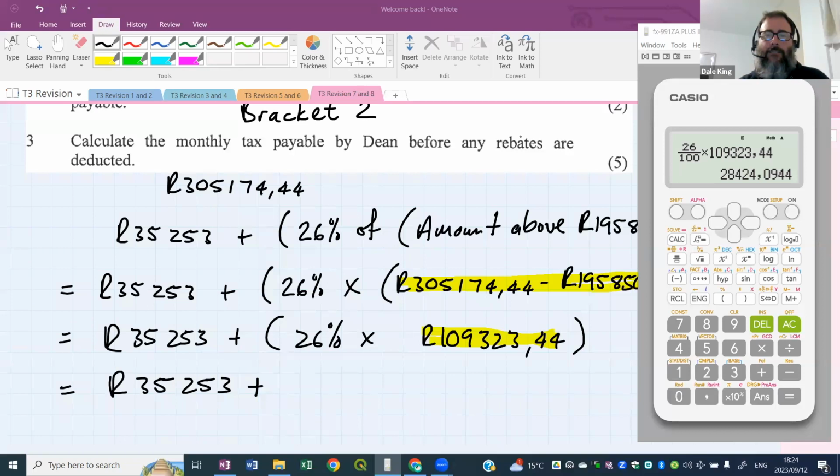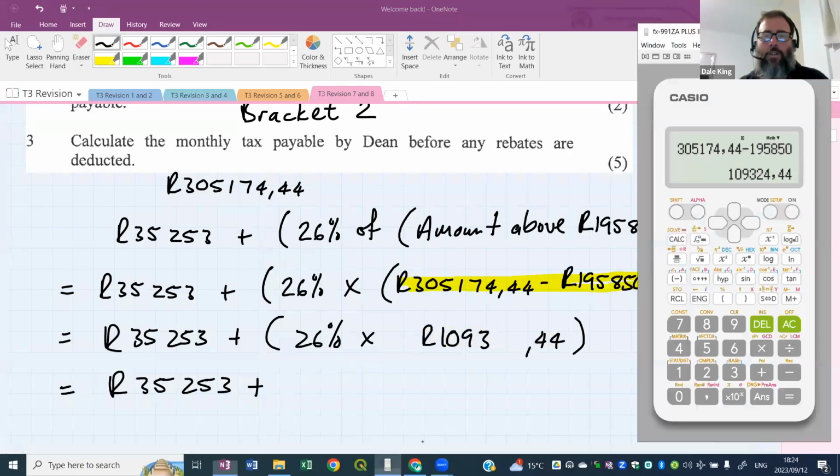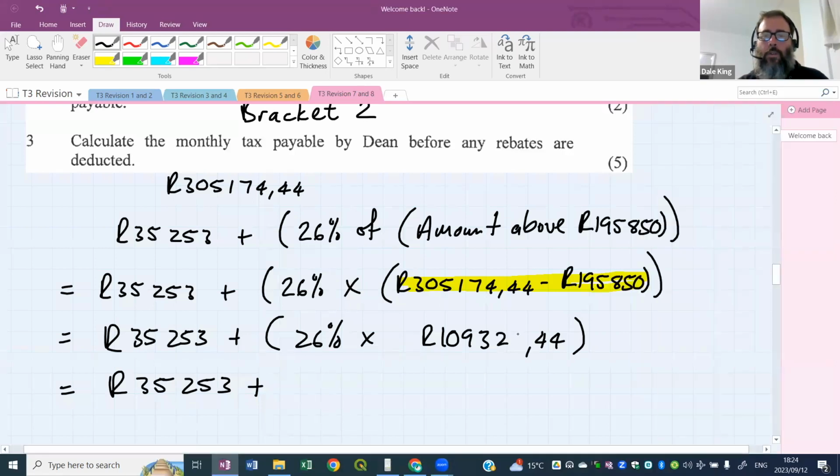305,174.44 minus 195,850. Isn't it 109,324? Let's check my calculator. There on the screen, 305,174.44 minus 195,850 is 109,324. I see what you mean. All right, Mohammed, thank you very much. Pleasure, sir. Excellent. Thank you. So 109,324.